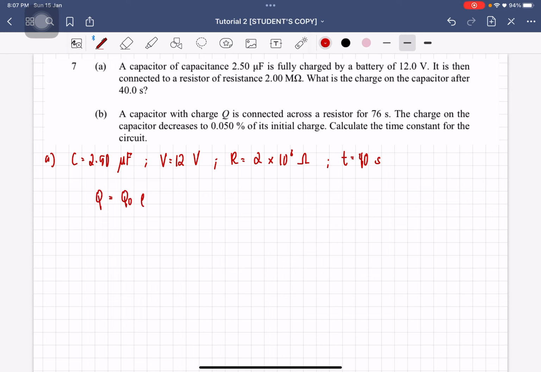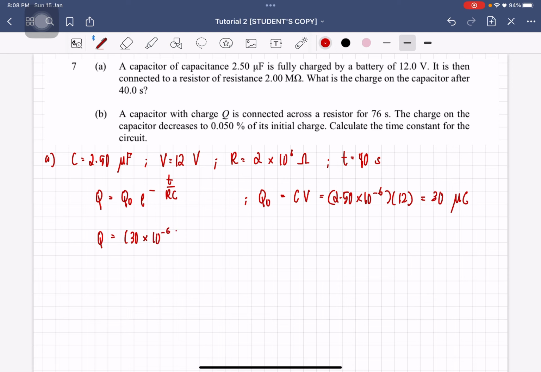before it is connected to the resistor. So this is just CV, which is equal to 2.5 times 10 to the negative 6, times 12, which will give you 30 microcoulomb. Okay, once that is done, then we can substitute into this equation here.